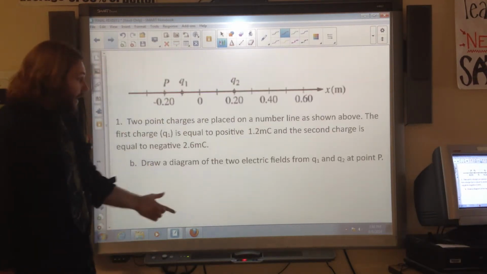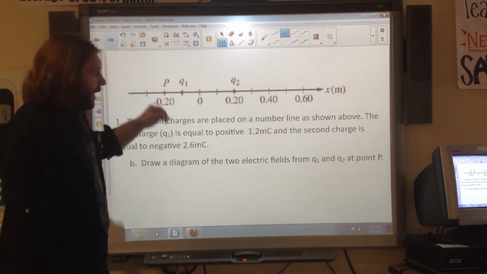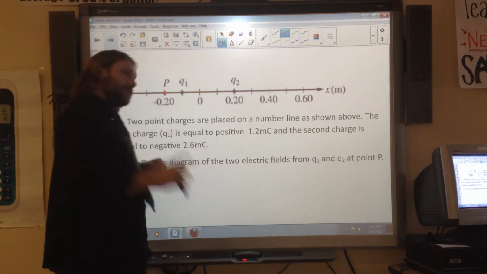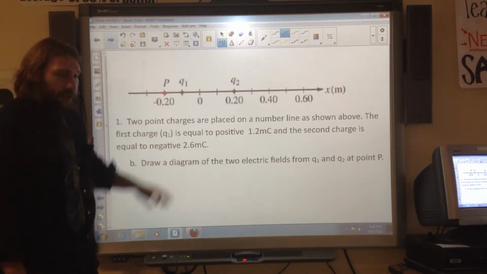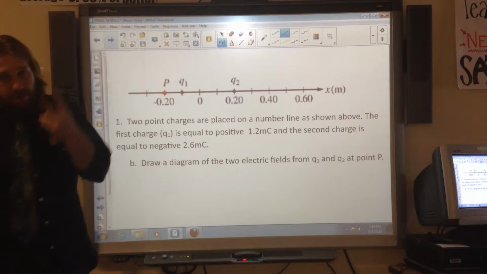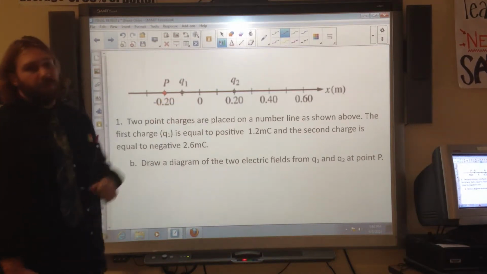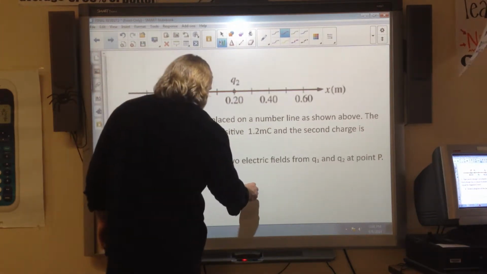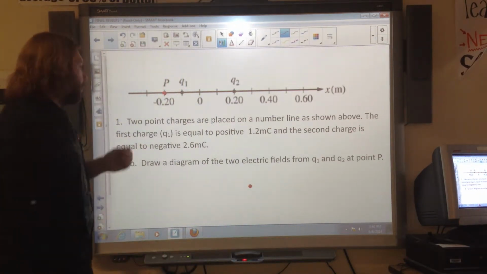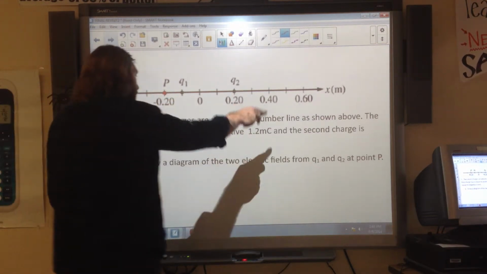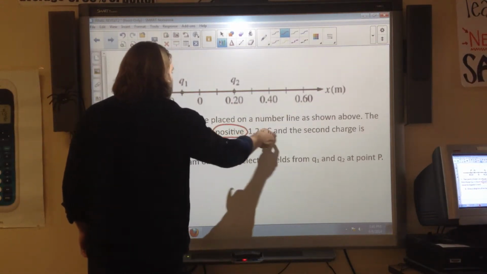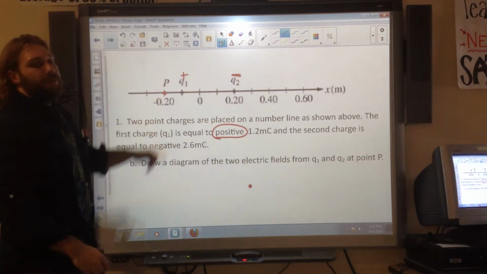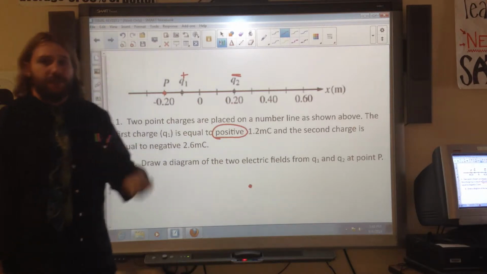Part B, draw a diagram of the two electric fields from Q1 and Q2 at point P. So now we're talking about electric field. Electric field from a point charge, in this case, wants to know the direction of the electric field. So I'm going to have 2 directions, one from Q1 and one from Q2. So draw almost like a free body diagram. I'll have one for Q1. Q1 is equal to positive 1.2, so this one's positive, and this one is negative. The electric field always goes away from positive and towards negative charges.